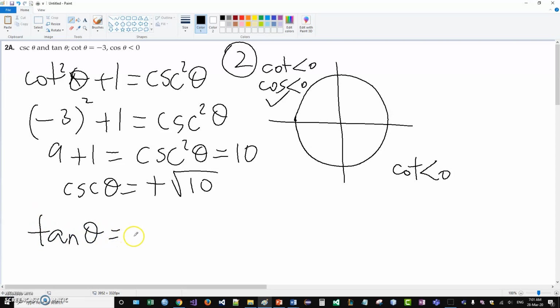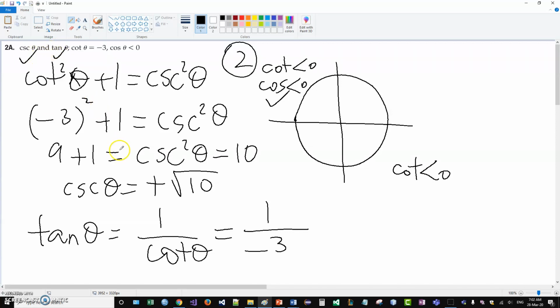Now to find the tangent theta, according to the reciprocal identity, tangent theta equals 1 over cotangent theta, which equals 1 over minus 3. So now we found cosecant and we found tangent of theta. Please pause and try to do this yourself. Try to understand which trigonometric identities we used and how we use them. It's very important that you memorize those identities. There's no way around that. Okay?